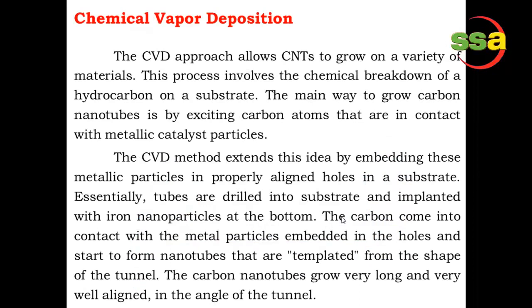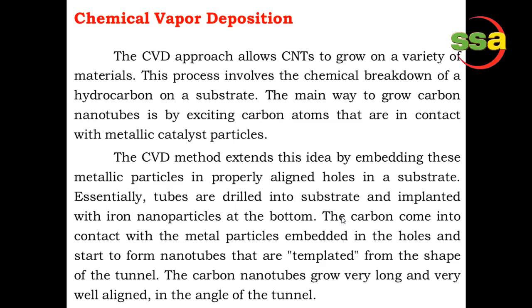Let us see. The CVD approach allows CNTs to grow on a variety of materials. This process involves the chemical breakdown of a hydrocarbon on a substrate. The main way to grow carbon nanotubes is by exciting carbon atoms that are in contact with metallic catalyst particles. The CVD method extends this idea by embedding these metallic particles in properly aligned holes in a substrate. Essentially, tubes are drilled into the substrate and implanted with iron nanoparticles at the bottom.